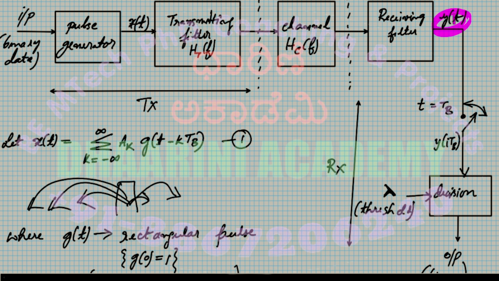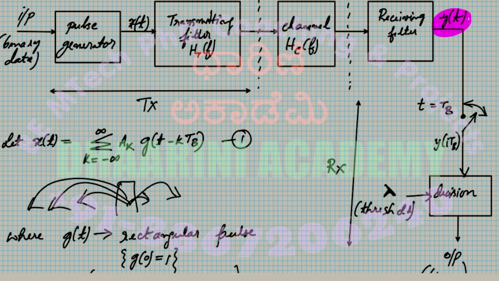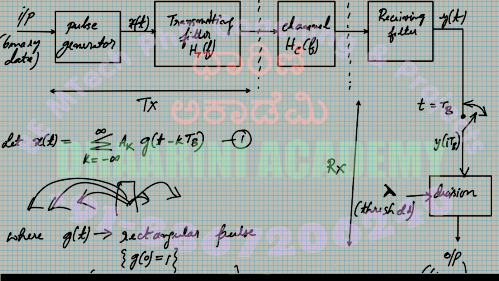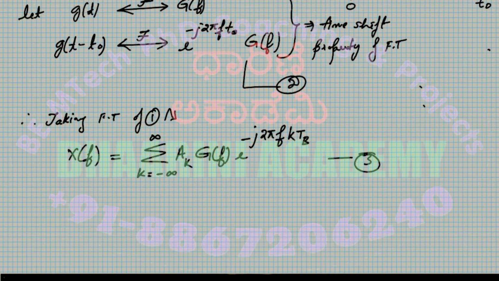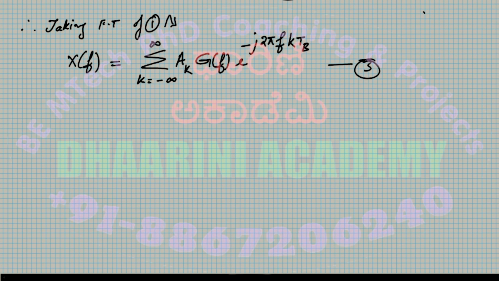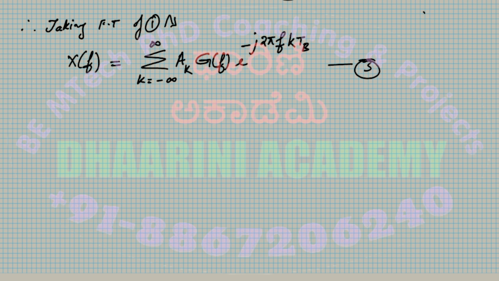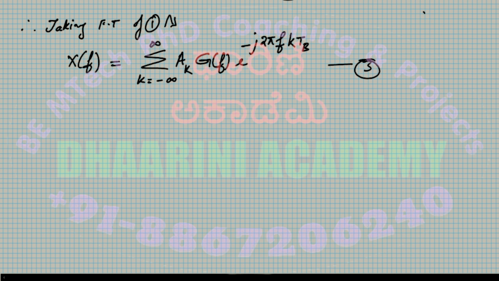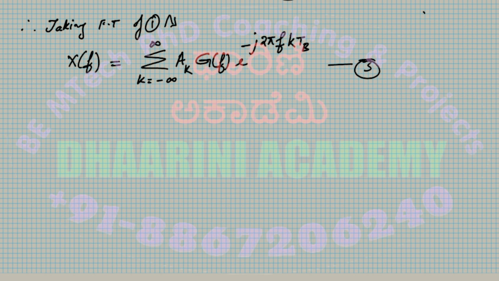Now I am trying to write y of t itself. That is also going to be in some format. It's going to be a pulse because your original signal, what you are sending, is a pulse. Anyway, since we don't know Ht of f, Hc of f, or even the receiving filter's response, we cannot go for the exact equation. So we'll do this by analogy and write the equation.